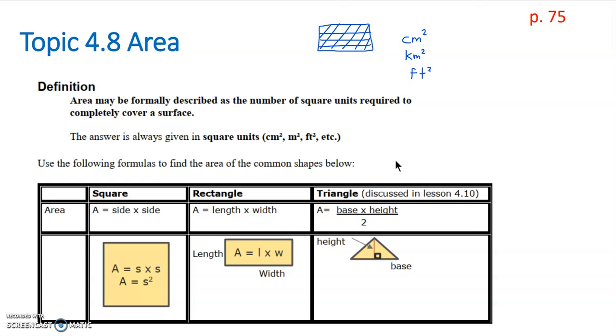And we have formulas for common shapes. So we have a formula for square, which is the side times the side, or the side squared. We have a formula for rectangle, which is the length times the width. And we have a formula for a triangle, which is the base, the bottom of the triangle, multiplied by the height, and then divided by 2. And the reason we divide by 2 is because really what we're calculating is half a rectangle. So base times height divided by 2.